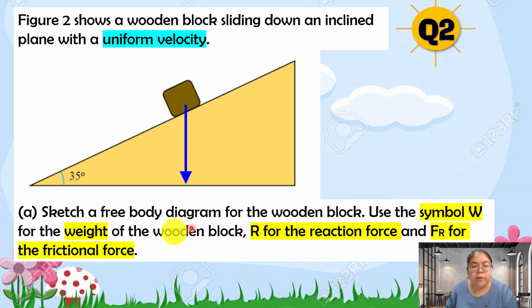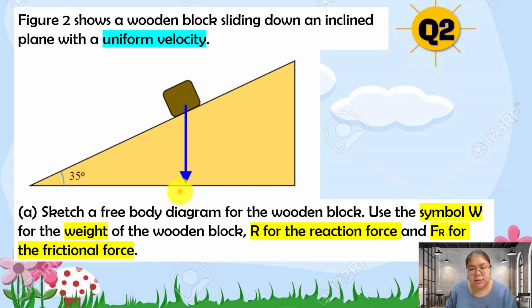Use a symbol W for the weight of the wooden block, R represents normal reaction, or you say the reaction force, and also FR is the frictional force. So the first step we need to sketch: the weight is always going downwards, and it's a straight line. We don't have any incline. So from here we draw this straight line going downward. That one is the weight.